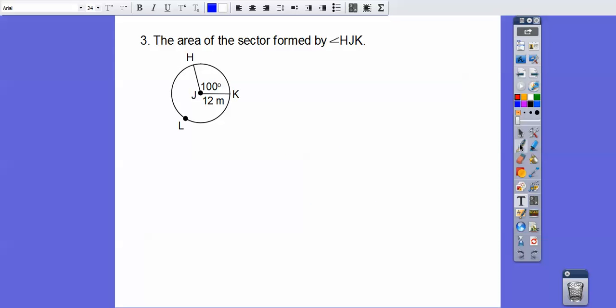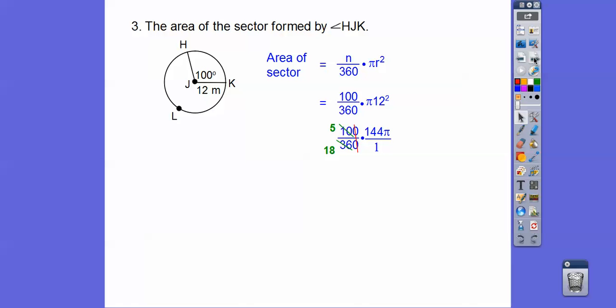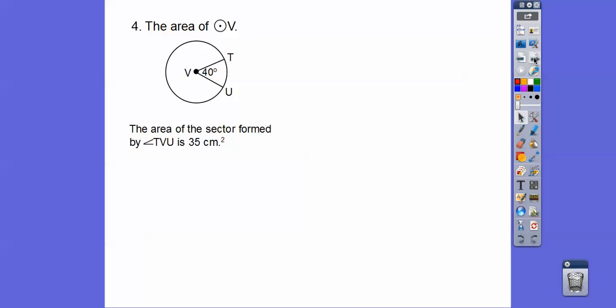Okay, all right, so the next one here is they want us to find the area of the sector formed by the angle HJK. So this little area, this is where we do n over 360 pi r squared, okay? So the radius is 12, so we put all that in right there. So 100 is our angle over 360, and then those will cancel, and I did some cancellations there. 2 goes into 10 5 times, 2 goes into 36 18 times, and then 18 goes into 144 8 times, so I get 40 pi, okay, meters squared, or the decimal is 125.66, okay.